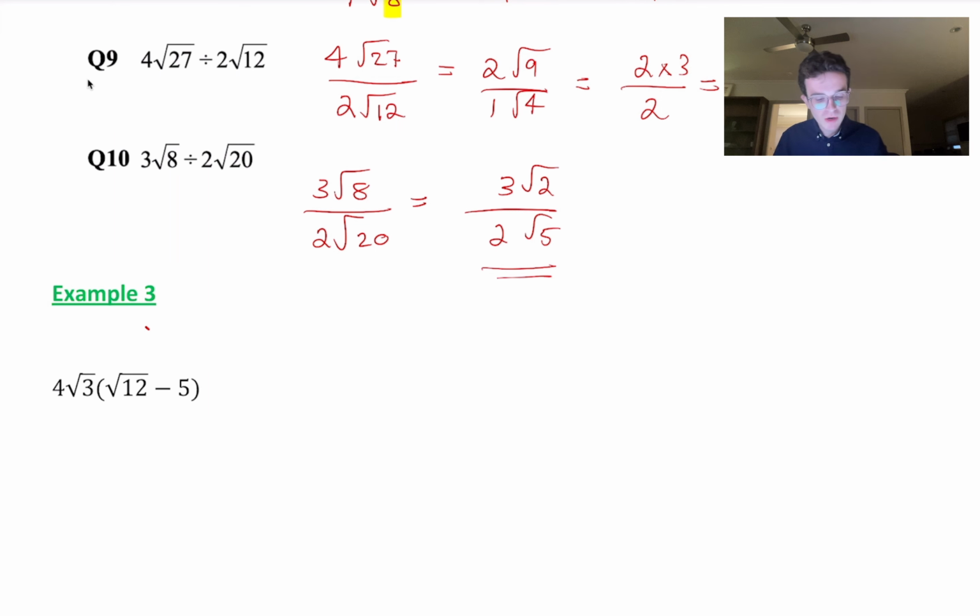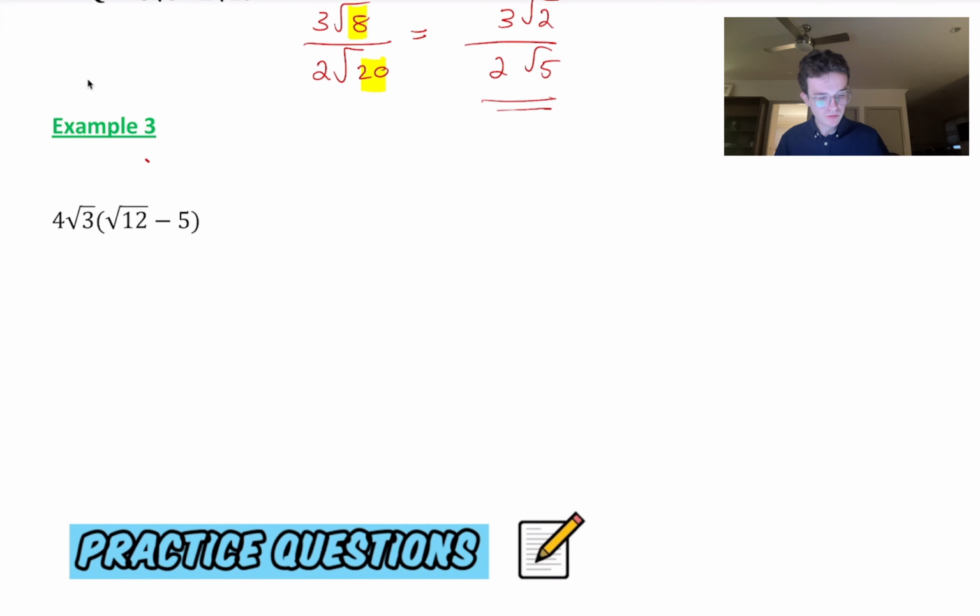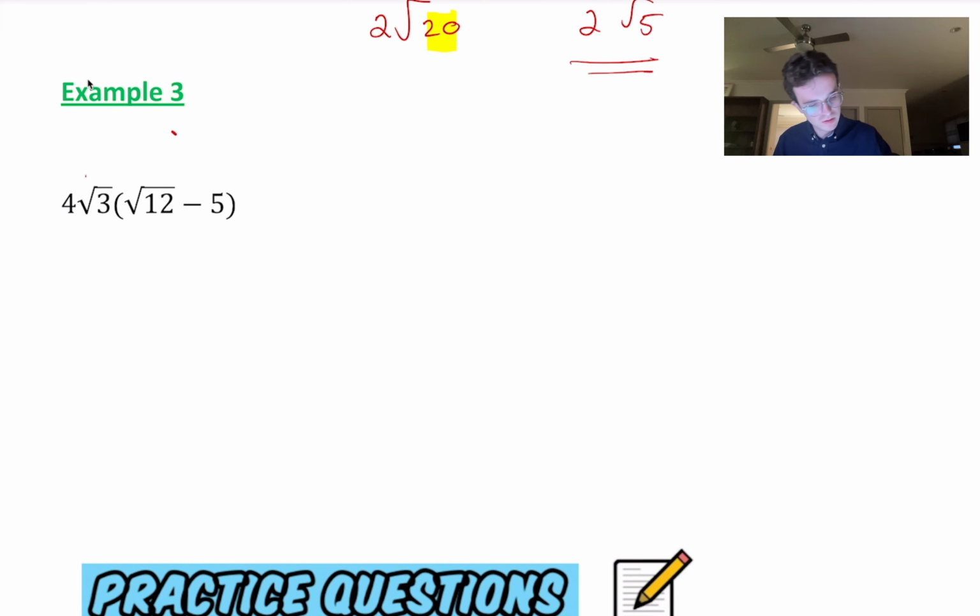So again, to get what we just did, to get 2 on 5, we go 8 on 20 gives us 2 on 5, but we've got those square roots still hanging around. Okay, example number 3. This is just expanding brackets. So we are just going 4 root 3 times root 12 minus 5 times 4 root 3.